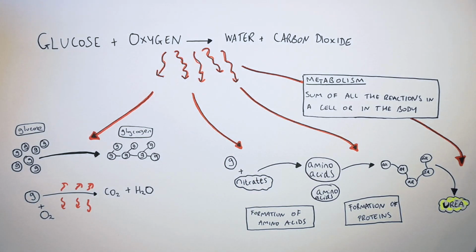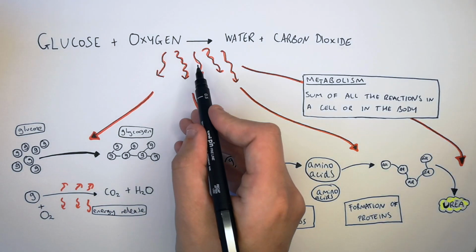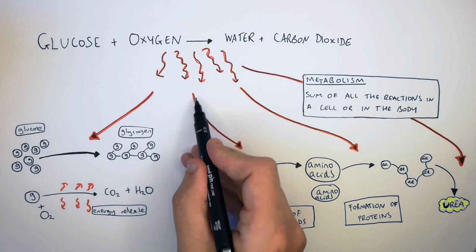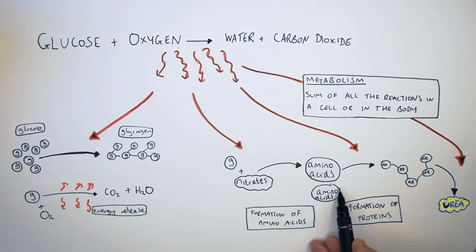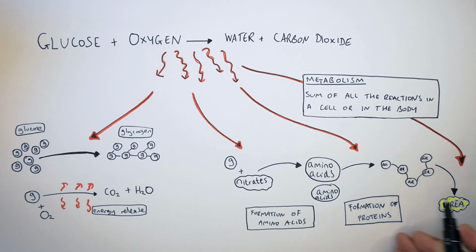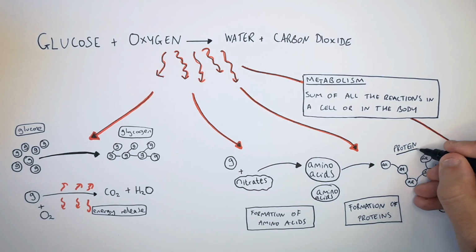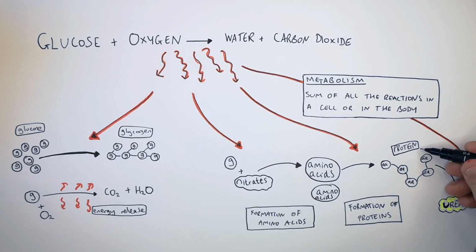This here is respiration, whereby glucose and oxygen react together and there is a release of energy. Energy released from mitochondria during respiration is required for the production of amino acids from glucose and nitrates. And that energy released is also required for the formation of proteins from amino acids. Energy released from respiration is required for the breakdown of proteins into urea.